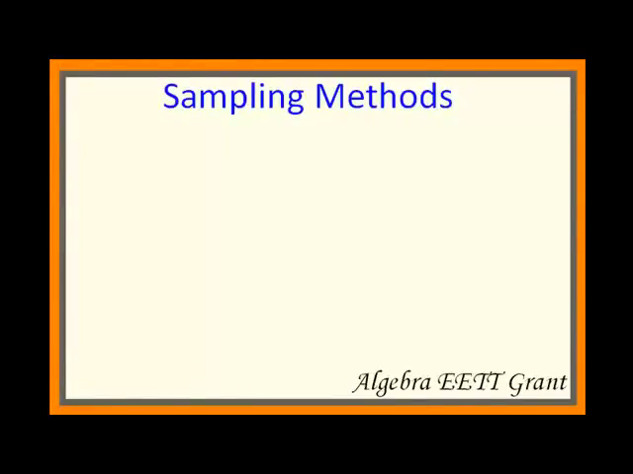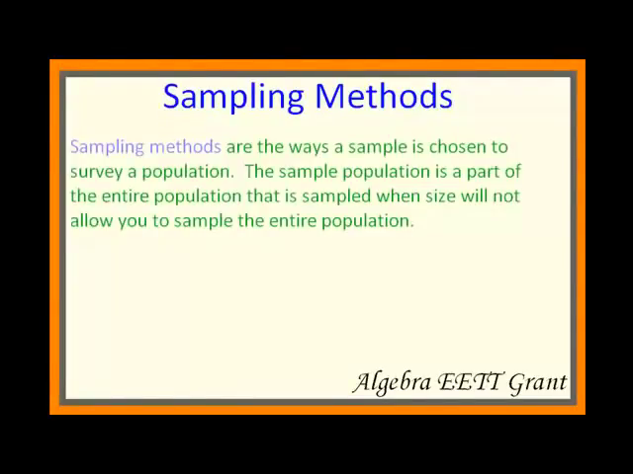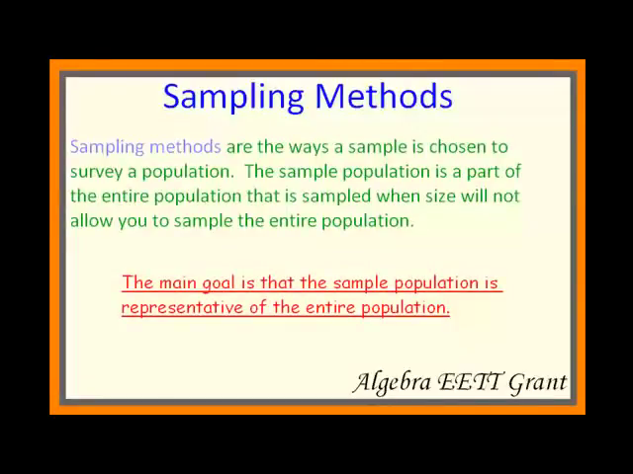The first question you might have is, what is a sampling method? Well, sampling methods are the ways a sample is chosen to survey a population. The sample population is a part of the entire population that is sampled when size will simply not allow you to sample the entire population. Remember, the main goal is that the sample population is representative of the entire population.